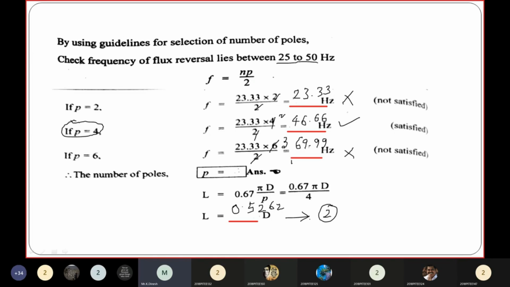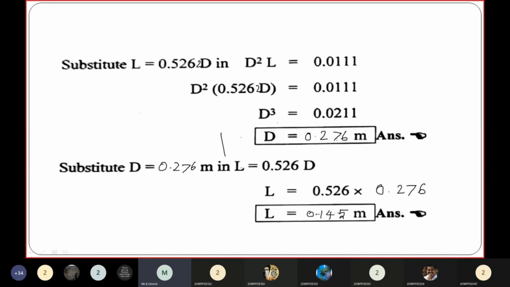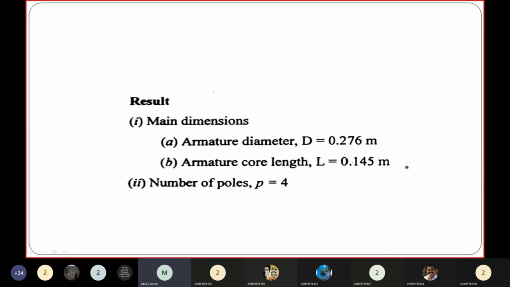இப்போ P வந்து 4 ன்னு சொல்லிட்டு L ல சப்ஸ்டிட்யூட் பண்ணிட்டீங்க அப்படின்னா செகண்ட் ஈக்குவேஷன் கிடைச்சிரும். Now you play with your equation 2 and 1. Either you can solve your L expression or D expression. நீங்க ரெண்டு ஈக்குவேஷனையும் சால்வ் பண்ணீங்கன்னா you may get your D and L. So அதுதான் நம்ம இங்க செஞ்சிருக்கோம். So we are obtaining the value for D and L. Finally you have a result. So armature diameter I am getting 0.276 meter, armature core length L is equal to 0.145, and number of poles P equal to 4. So this is my result.